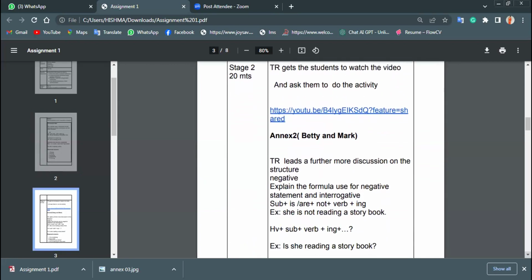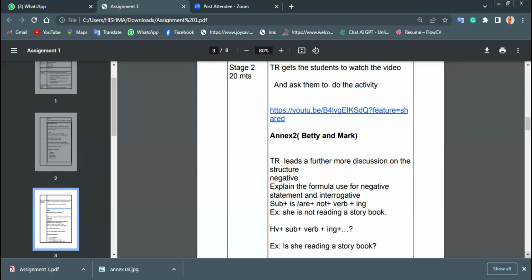Stage 2, the teacher gets the students to watch the video. I have attached a video here. What is there in the video? It's a video about present continuous. There's a conversation between Mark and Betty. I have given an activity regarding the video. They have to watch the video and after that do the activity.